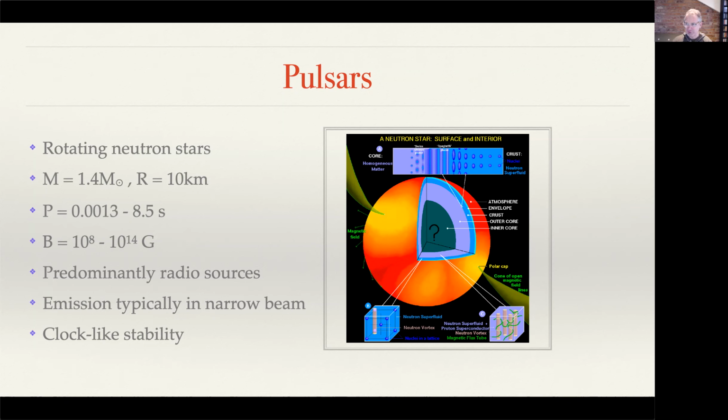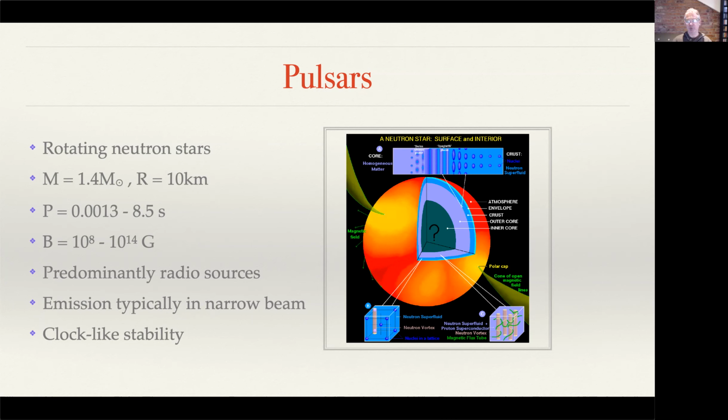So what makes a neutron star a pulsar? Well, a neutron star that is spinning very rapidly and has a strong magnetic field and is giving off radiation from that magnetic field, like in the radio or the gamma rays or other wavelengths, that's what we call a pulsar.